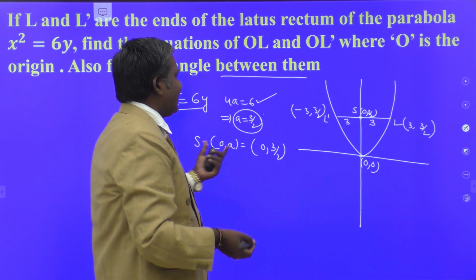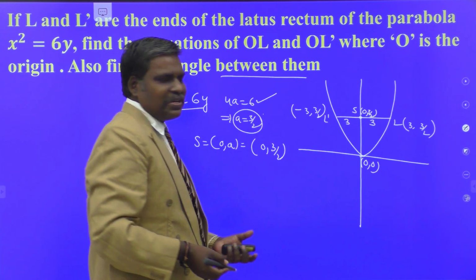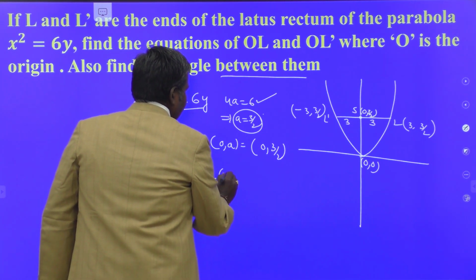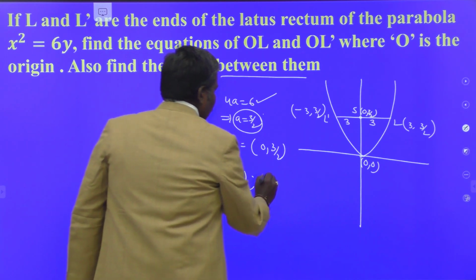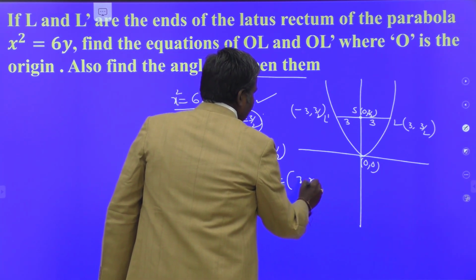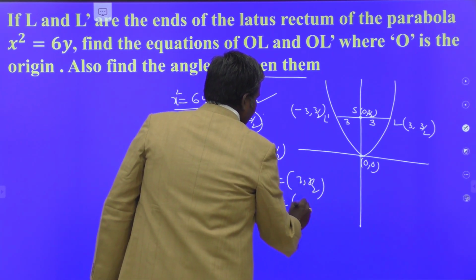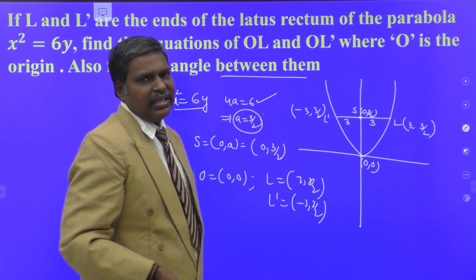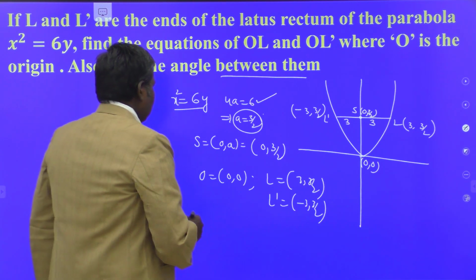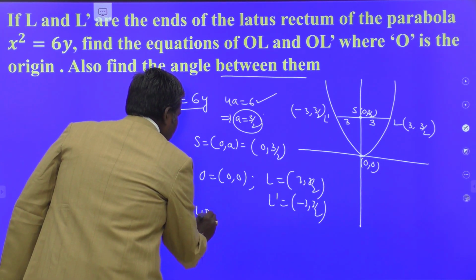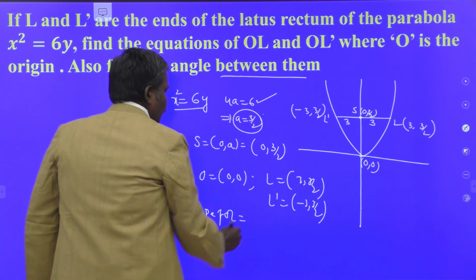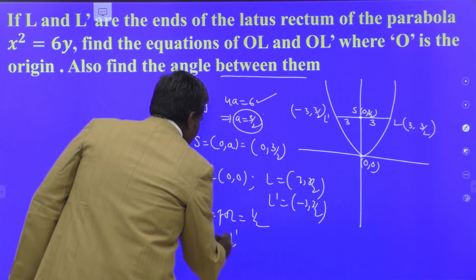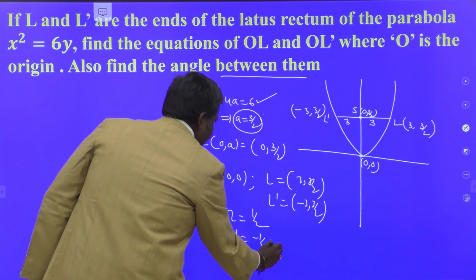After getting the ends, it is very easy to write the equations of OL and OL dash. So what is your O? Coordinates of origin? That is 0, 0. You have L, that is 3, 3 by 2, and L dash minus 3, 3 by 2. It is very easy to write the equations, and also you can easily find the angle between them. Slope of OL is what? Slope of OL is equal to 3 by 2 by 3, that is 1 by 2. Slope of OL dash is minus 1 by 2.